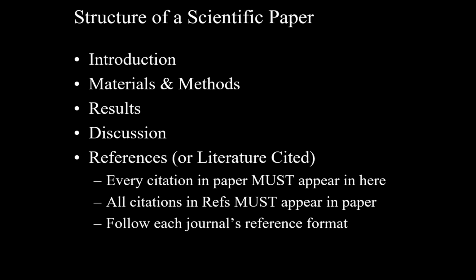So every citation that's in the paper must appear in the reference section. And like I said, sometimes the reference section is called literature cited, but it's the same thing. So every citation that is in the text of the paper has to also be listed in the reference section. All the citations that are in the reference section must also appear in the paper. You can't just have a bunch of citations listed in the reference section that you have not referred to in the paper. There has to be a complete one-to-one linking between citations in the written part of the paper and the references that are listed in the literature cited section.